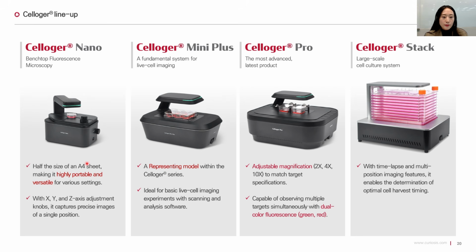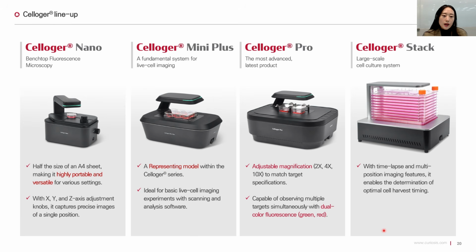Next, the Cellico Nano is a compact, lightweight digital microscope, about half the size of an A4 sheet of paper. Its portability makes it ideal for use in incubators and clean benches. With X, Y, and Z axis adjustment knobs, it allows for quick and accurate focusing, making it an excellent tool for precise and flexible cell imaging.